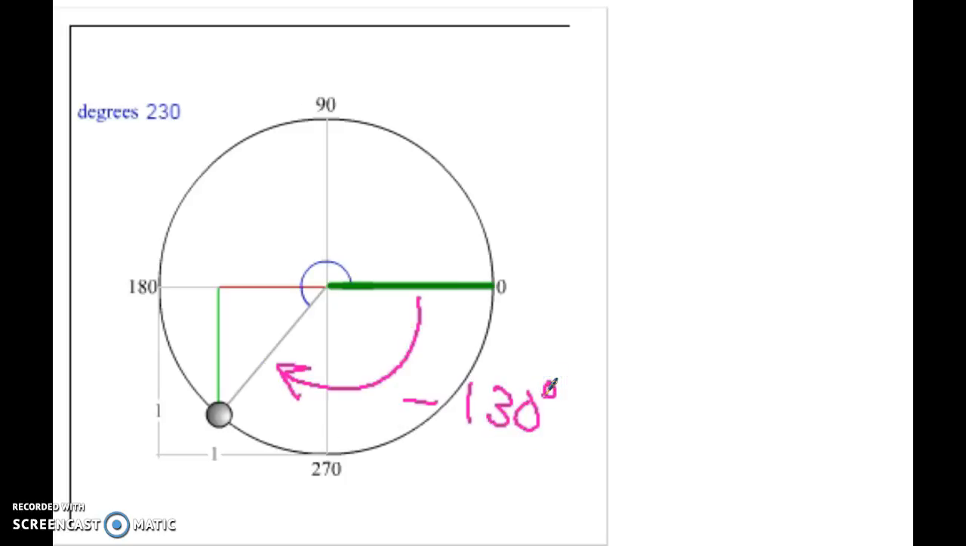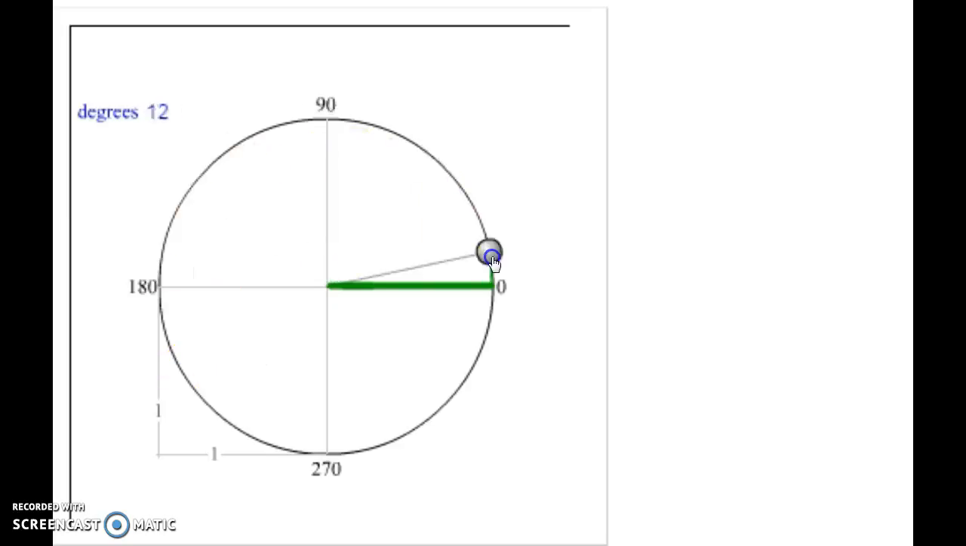So positive angles go counterclockwise, negative angles go clockwise. All right, so let me get back to this position. Let me just pick a 30-degree angle right there. Here's my 30-degree angle. So that's 30 degrees.